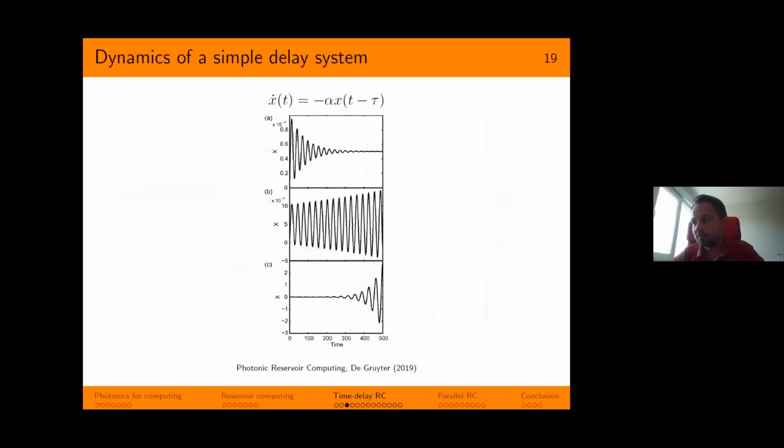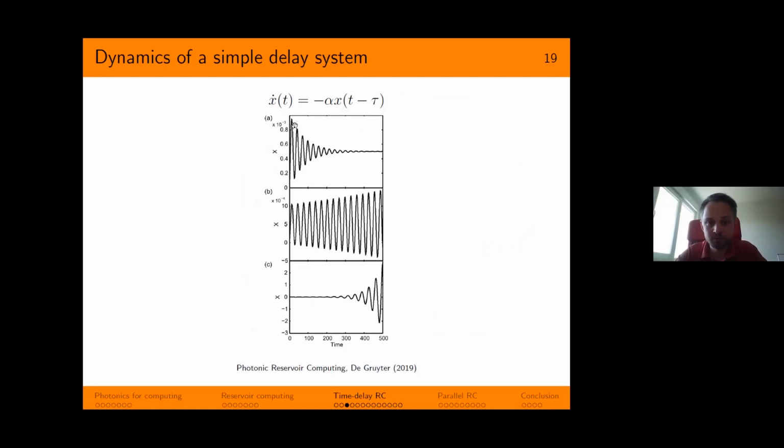Consider an example of one of the simplest delay systems, where we have tau a delay and alpha a certain coefficient that we will keep constant. This system can have heavily complex dynamics, can exhibit oscillations and even chaos depending on the values of the parameter tau, depending on the delay. Here we have three examples. The first one, where tau is equal to 7, and here the delay actually stabilizes the system.